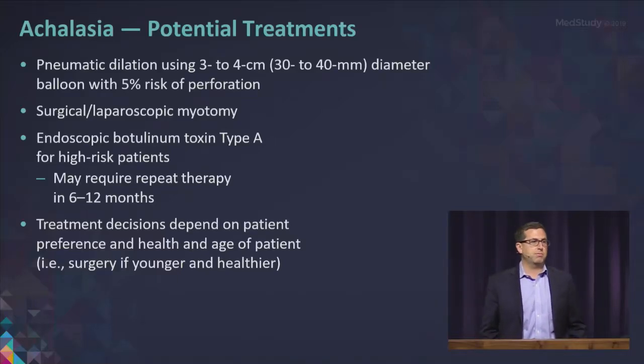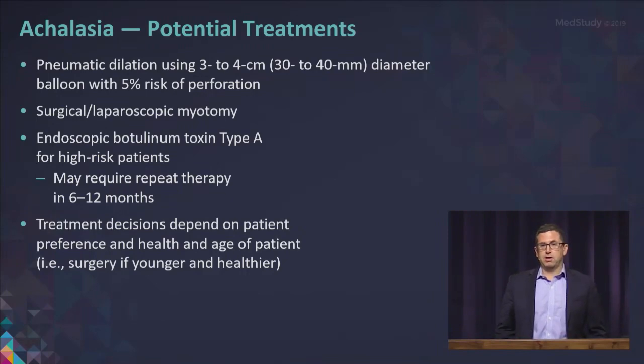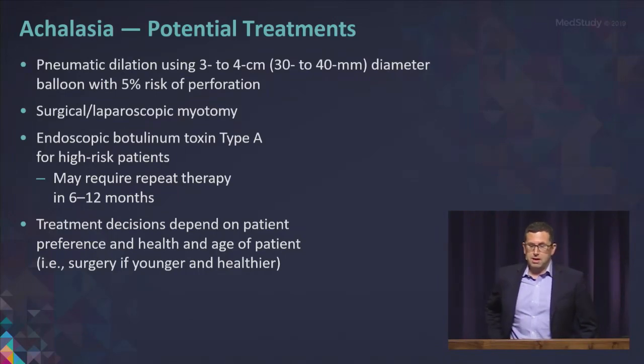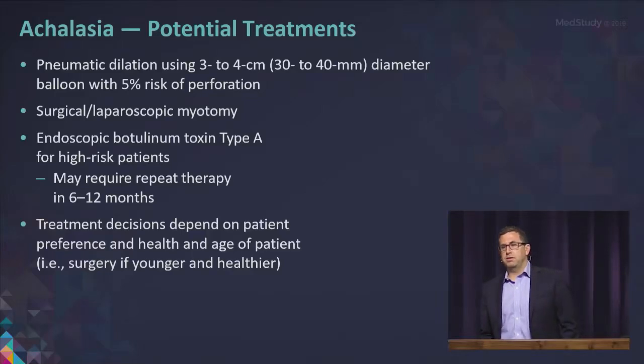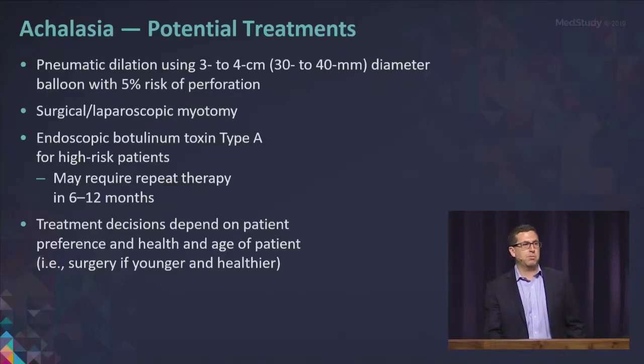So treatments for achalasia involve pneumatic balloon dilation, usually to pretty high levels, up to 3 or 4 centimeters. There's about a 5% risk of perforation with that. You could also do a surgical myotomy. And then there's endoscopic Botox for higher risk patients where you may not want to do invasive things like surgery or balloon dilation. The treatment decisions really depend on the age of the patient and the comorbidities. So generally, if a patient is younger and healthier, you may want to go for more of a surgical approach. If the patient's older, a lot of comorbidities, then Botox would probably be the least invasive option.